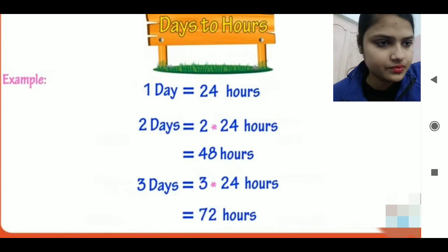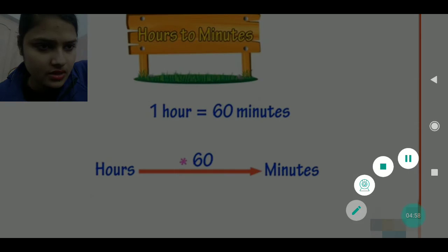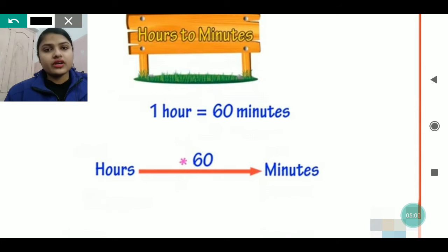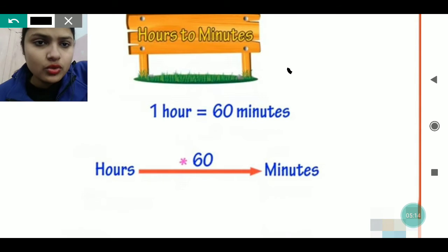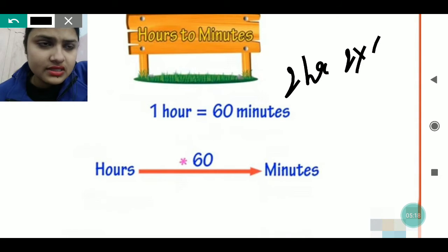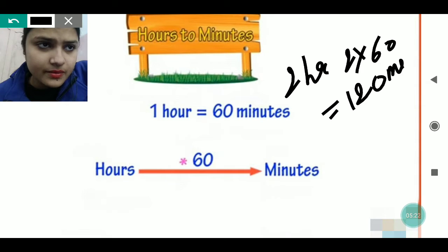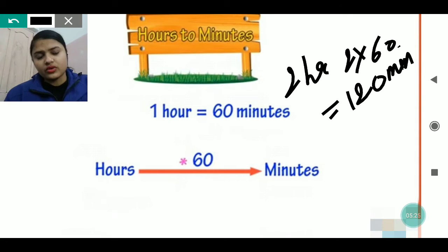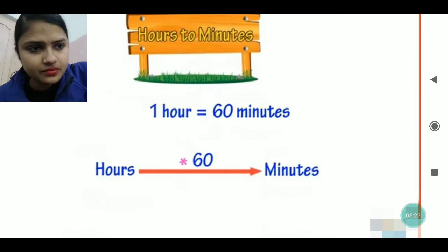In the same way, you have to convert hours to minutes. When we are converting hours to minutes, we know that 1 hour is equal to 60 minutes. There are 60 minutes in 1 hour. So if 1 hour is equal to 60 minutes, what will 2 hours equal? 2 hours equals 2 into 60, it means 120 minutes. In the same way, we can find out the rest. Just see.